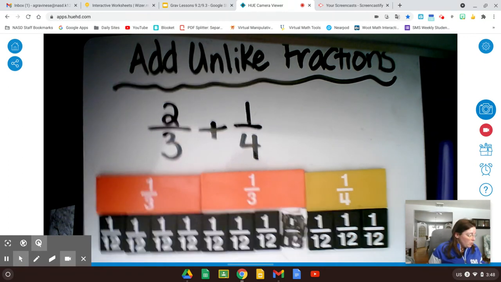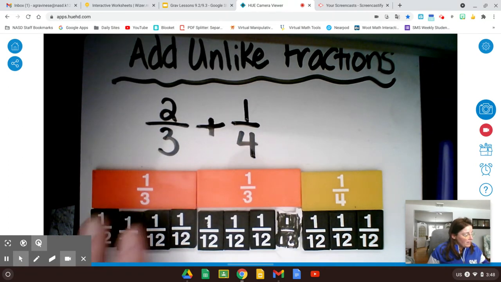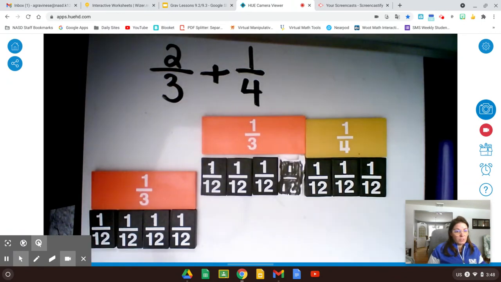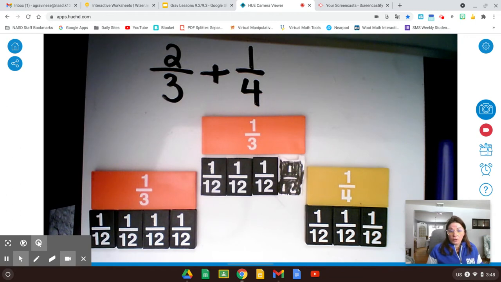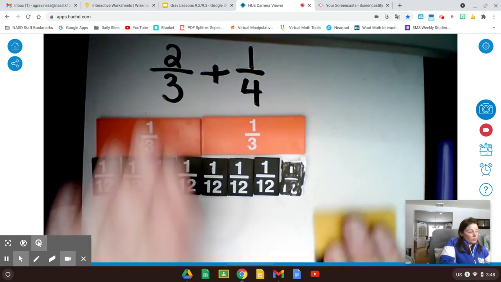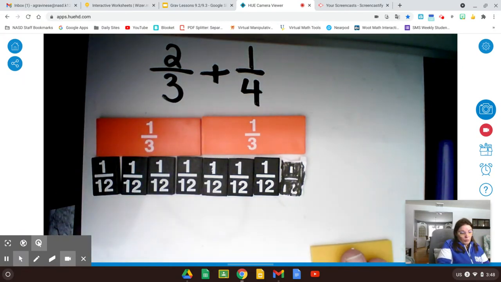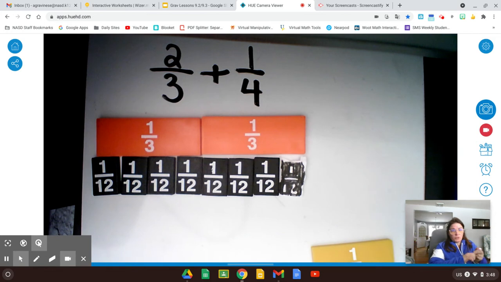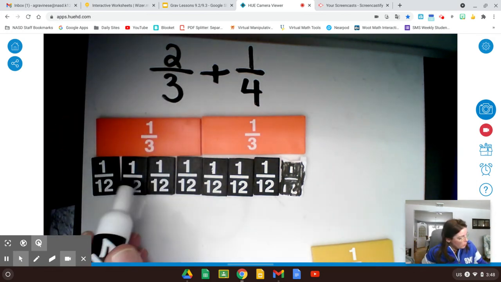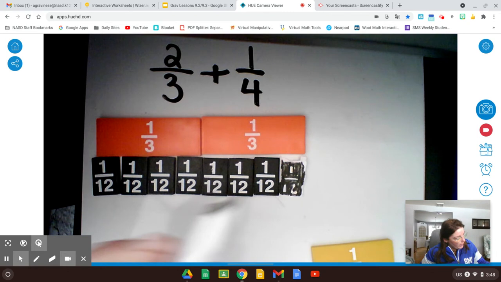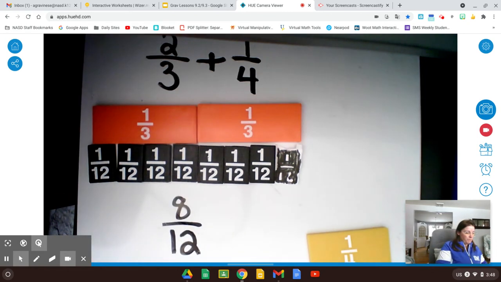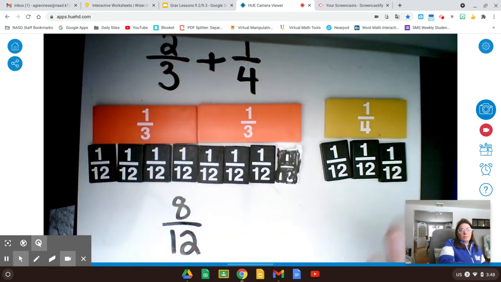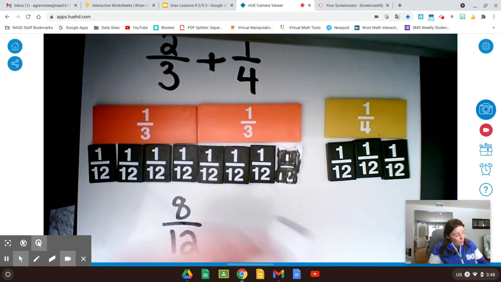So what I was doing was showing you that you can take 12ths to make 1/3, our orange piece, and you can take 12ths to make 1/4, our yellow piece. So when we're adding together 2/3, how many 12ths are equal to those 2/3? 1, 2, 3, 4, 5, 6, 7, 8. 8/12ths is the same as 2/3. And when I had 1/4, I have 3 more 12ths.